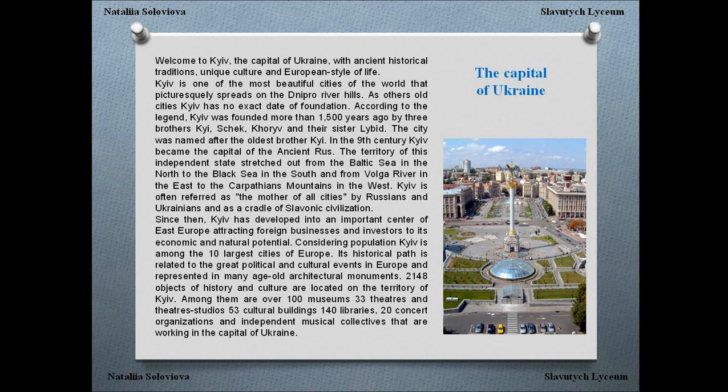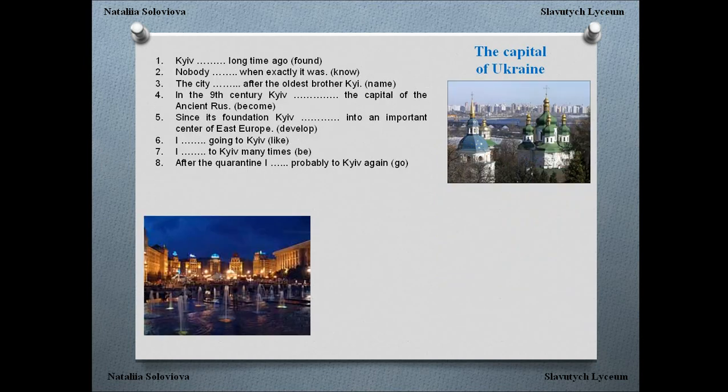You will have a task for your homework to write about some place that you like to visit, about some favorite town or city, and I think a lot of you will write about Kiev. But it's up to you. Of course, it's up to you. And our last task is let's do this grammar exercise.